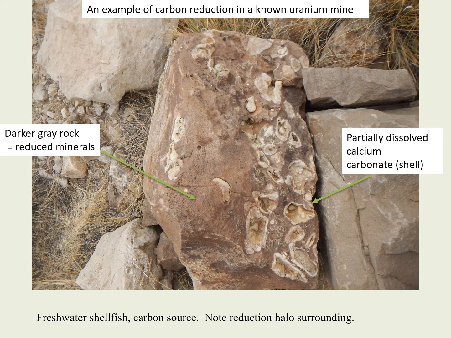This is at one of the Little Pittsburgh mines in Yellowcat. The dark gray rock indicates pyrite at least, and the carbon source turned out to be freshwater clam beds.